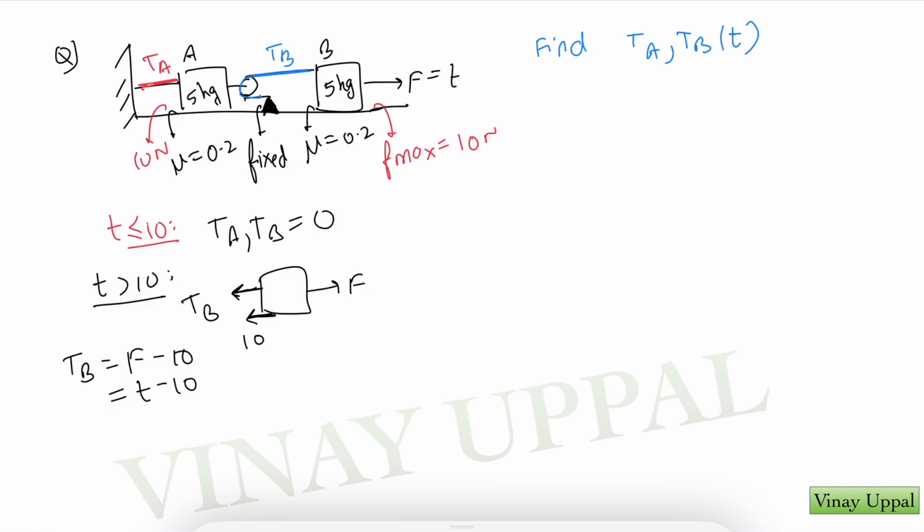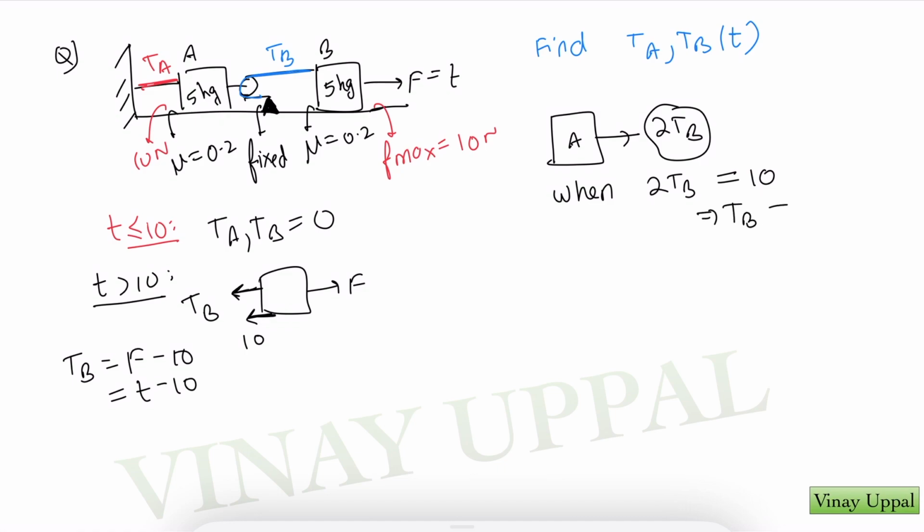But you have to understand that the force on block A is 2 TB to the right. So when 2 TB reaches the frictional force on A, only then will the tension in A be generated. Only then the tension in the red string will be generated. 2 TB is the external force for the block A. So the situation that we have here with F acting on B is the same situation we have here, but instead of F, we have 2 TB. So when will 2 TB reach the maximum possible friction of 10 newtons? So when 2 TB becomes equal to 10 newtons, that means the tension in B is 5 newtons.